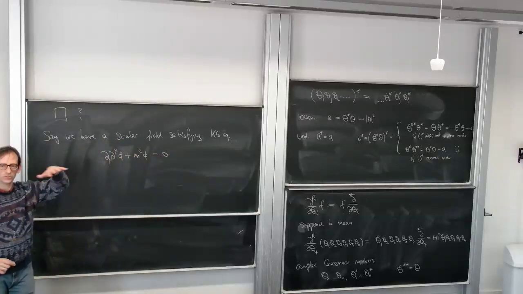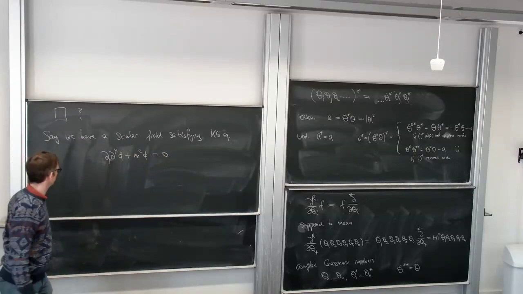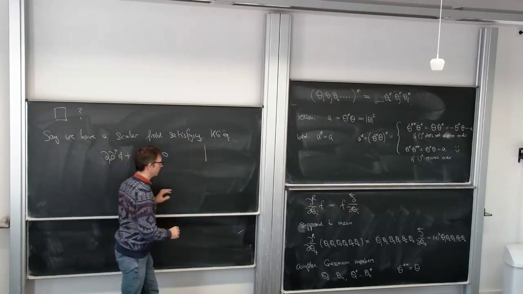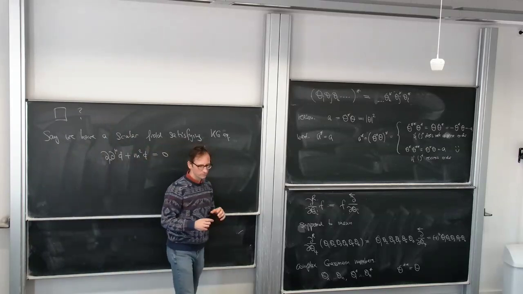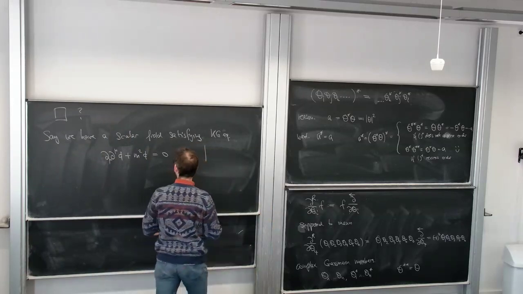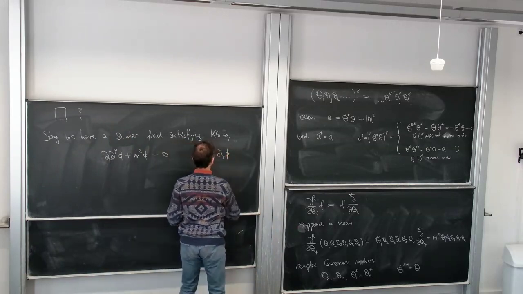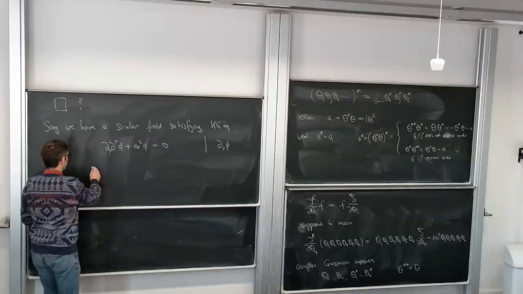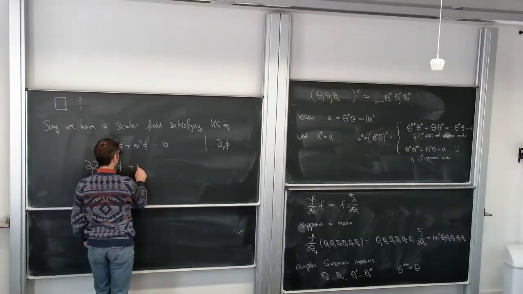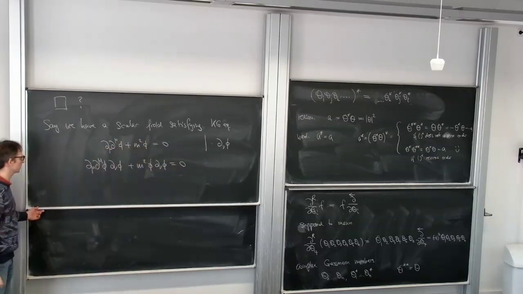And now comes a sequence of totally unmotivated steps. That's my way of introducing the purpose of why we are doing what we will be doing in a minute, because you wouldn't guess all these steps. Now, multiply it by d mu phi. You ask why? Just make sure that I'm not making any mistake.